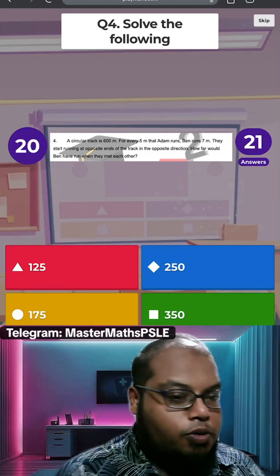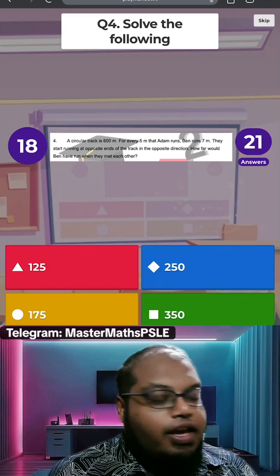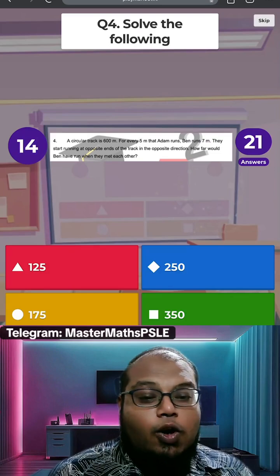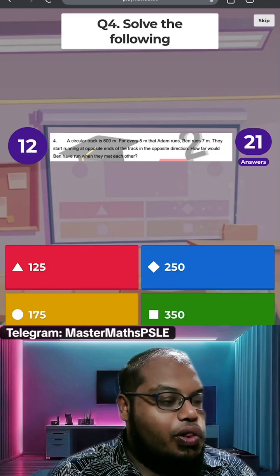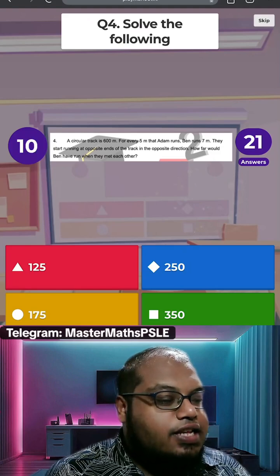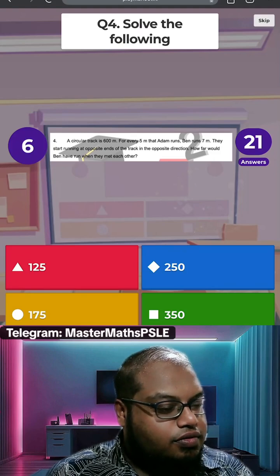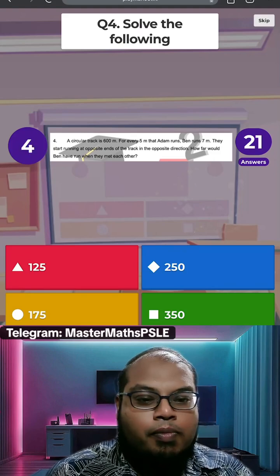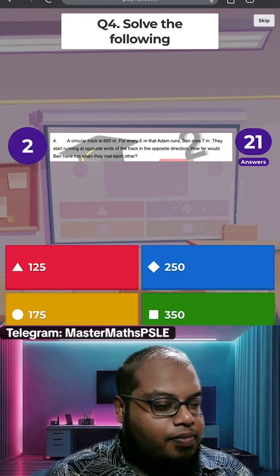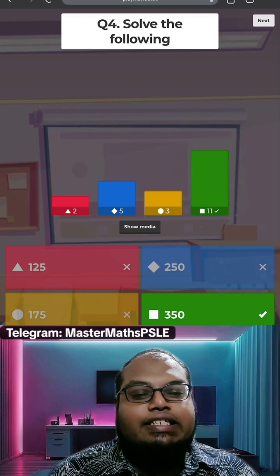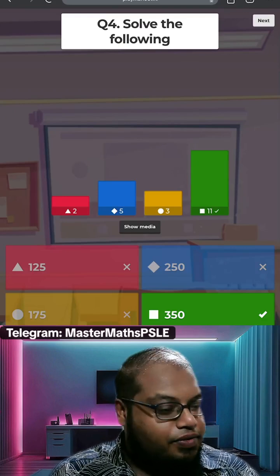$20 more. Okay, now since it's an MCQ, if you're really not sure, just make a logical guess, okay? 10 seconds more. Okay, yes, the answer is 350.